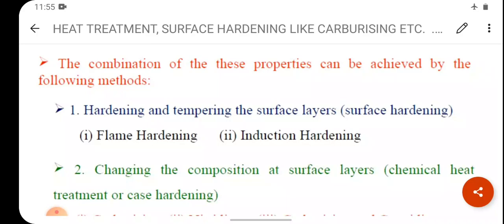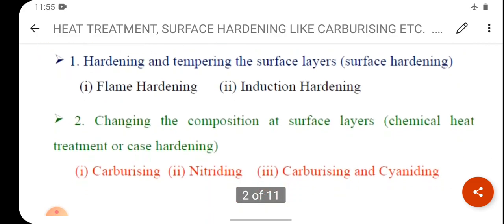That is, first one is hardening and tempering the surface layers. This is known as surface hardening. It is classified as flame hardening, and next one is induction hardening. I'll explain what is flame hardening and what is induction hardening. So next part is changing the composition at surface layers. That is chemical heat treatment or case hardening.